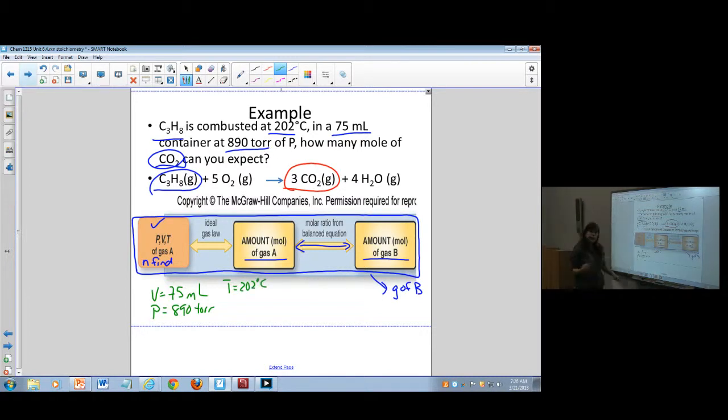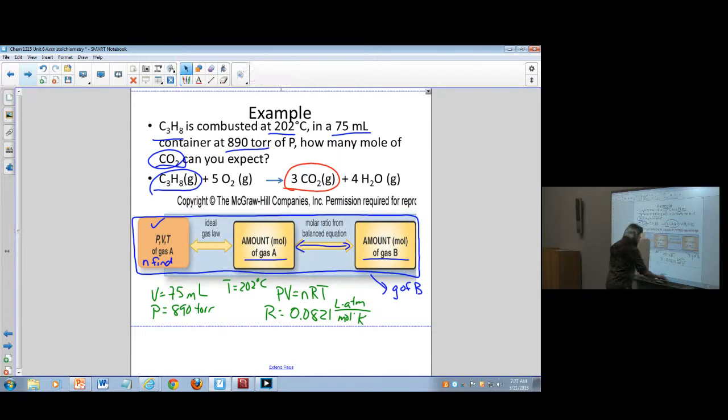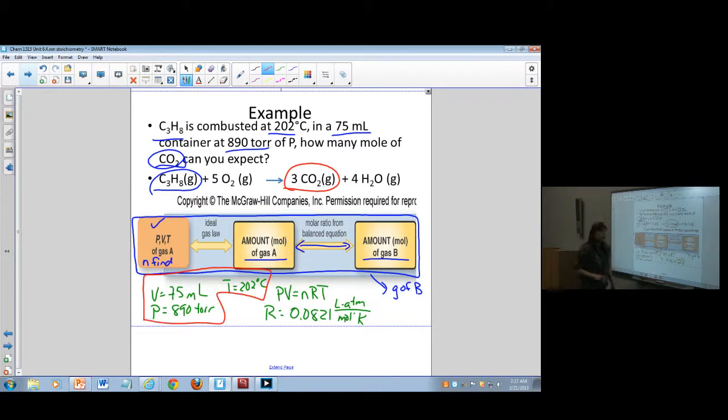Now, we can't use any of these numbers directly in our ideal gas law, which is how we're going to find n. PV is equal to nRT. Because R is 0.0821 liters atmosphere over mole times Kelvin, I can't just go straight to answering the question, because none of these have the right units.